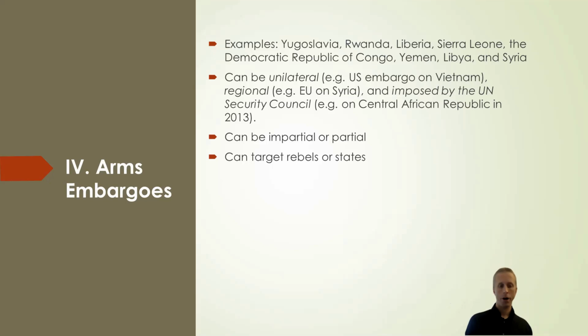What are arms embargoes? Well, like economic sanctions, arms embargoes come in different forms. They can be unilateral. An example is the arms embargo imposed by the US on Vietnam, which was only lifted in 2016. They can be regional, such as by the EU on Syria, and they can be imposed by the UN Security Council, such as the arms embargoes imposed on rebels in the Central African Republic in 2013.